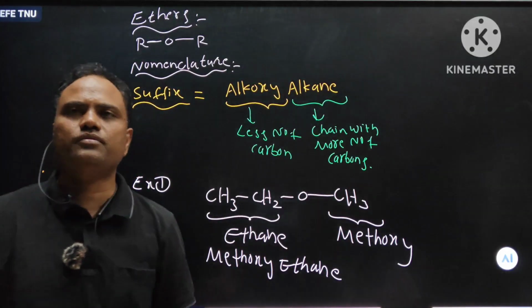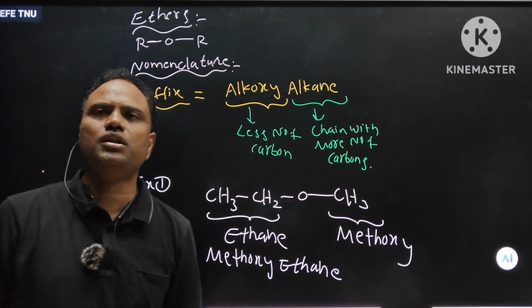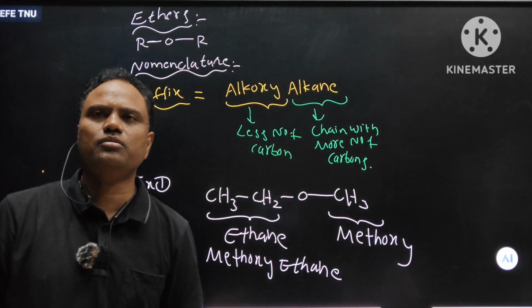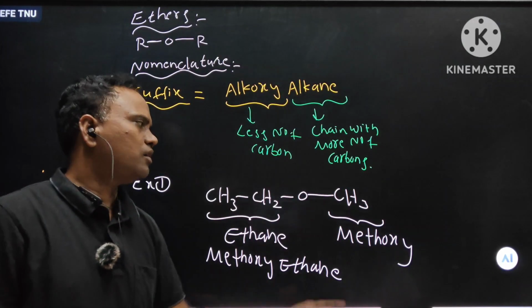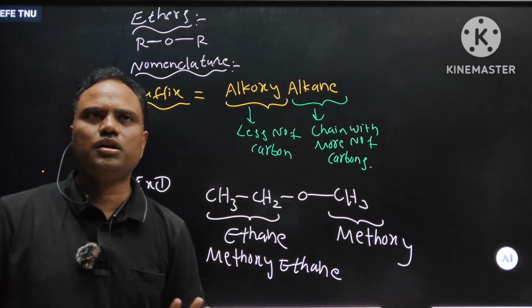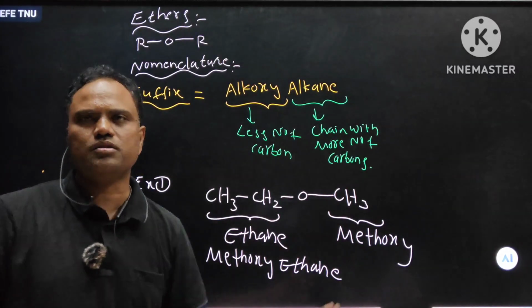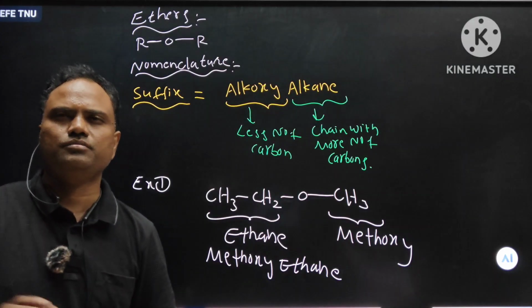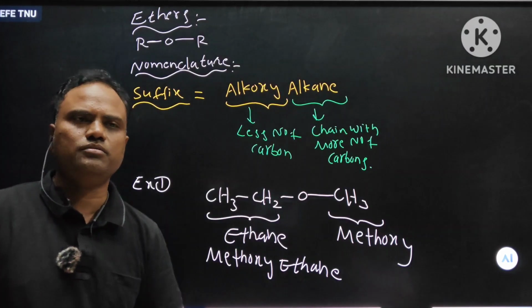Give the alkoxy word to the chain with fewer carbons and the alkane word to the chain with more carbons. One carbon is present and the root word is meth, so methoxy. Here two carbons are present, root word is eth, so ethane.